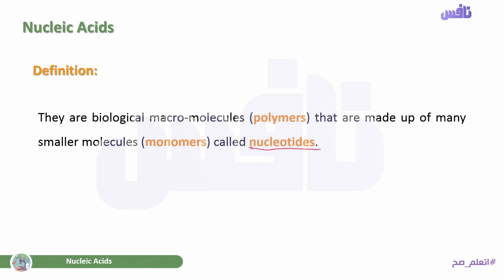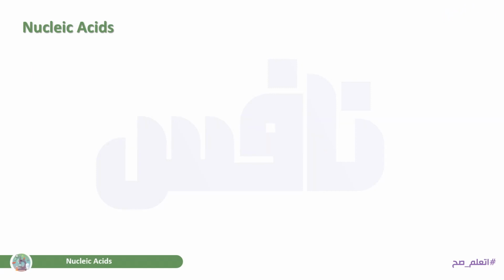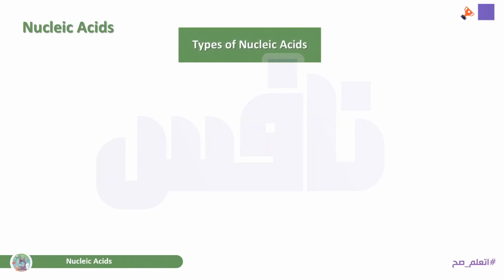So our monomer is called the nucleotide. So we need to have a little focus on what the molecular structure of these nucleotides is. And what is the type of nucleic acids? I don't say nucleic acid, I said nucleic acids. So we have two different types of nucleic acids.